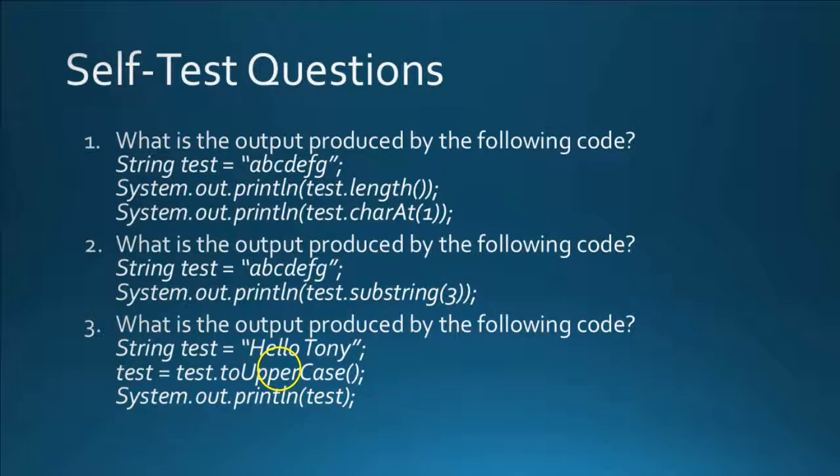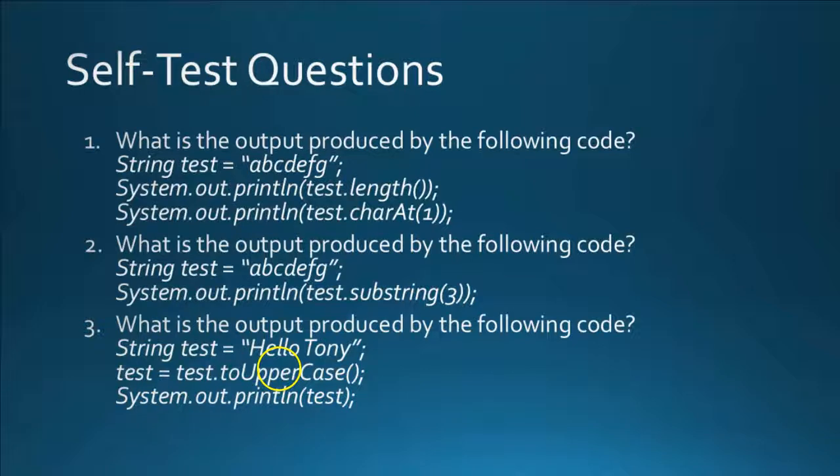All right, we've made it to our self-test questions. Number 1. What is the output produced by the following code? String test = "ABCDEFG", System.out.println(test.length()), System.out.println(test.charAt(1)). Number 2. What is the output produced by the following code? String test = "ABCDEFG", System.out.println(test.substring(3)).